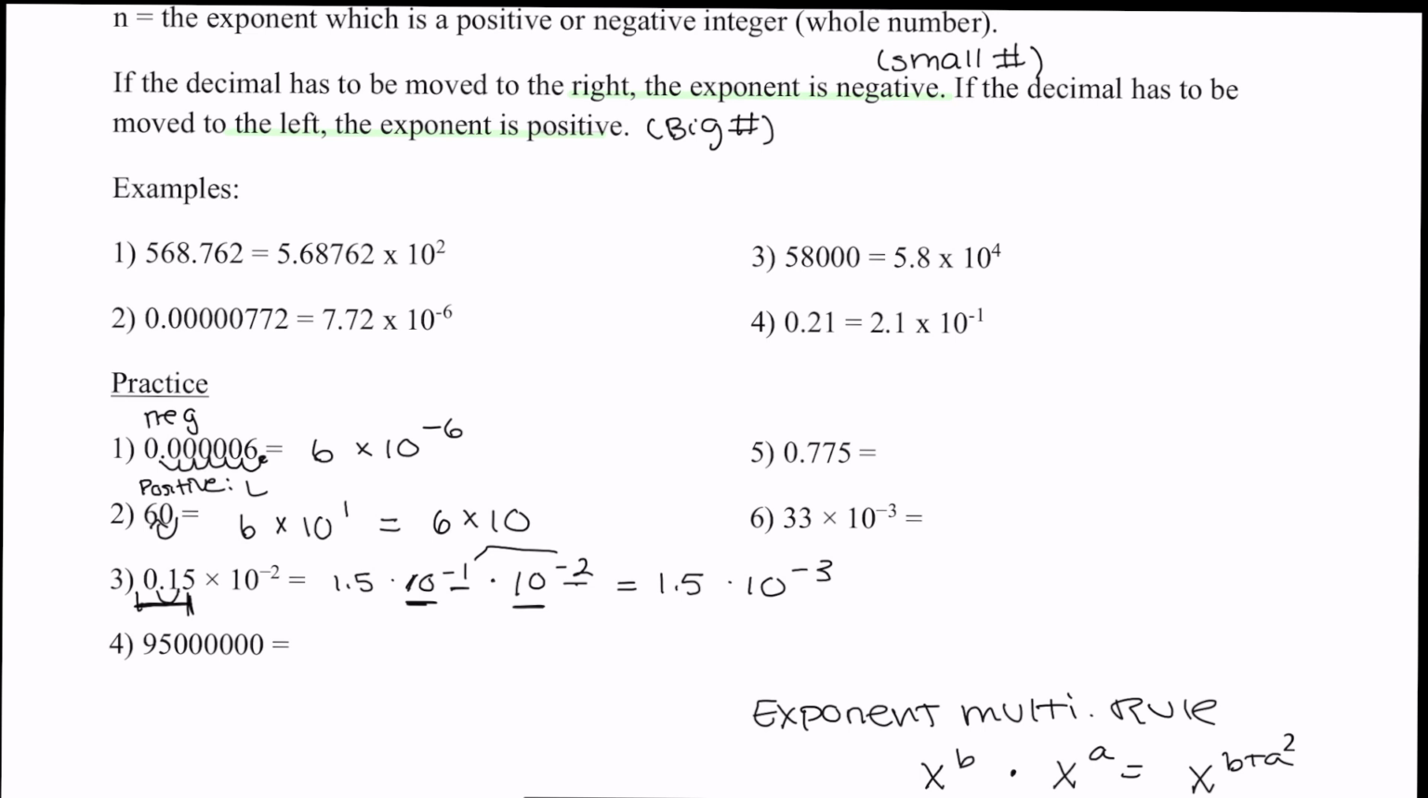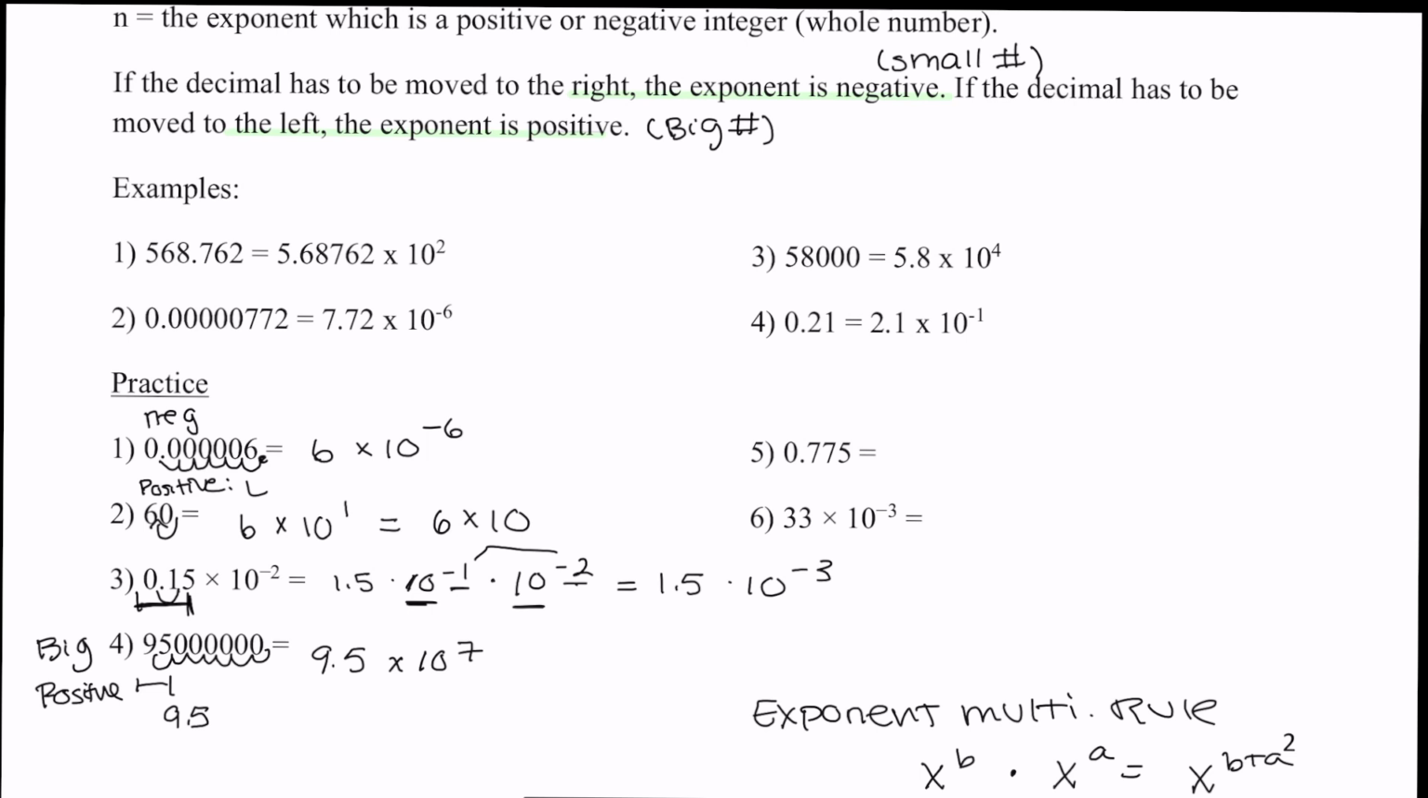Okay. Moving on to this question. This is a big number. That means it's going to be positive, and you move it to the left. So it'd be 1, 2, 3, 4, 5, 6, 7. So you move it 7, and then the integer right here is 9.5, and it is between 1 through 10, so it'd be 9.5 times 10 to the 7.